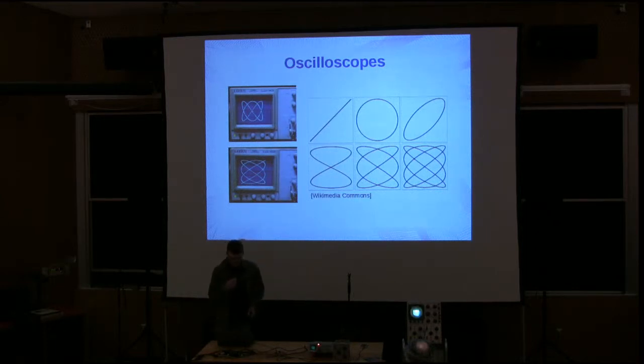So for this example in the oscilloscope up at the top, you can see that there are 1, 2, 3 lobes in the X direction, and then 2 in the Y direction. And so that tells you that the waveforms that you're using as inputs have a ratio of frequencies of 3 to 2. And so as the phase changes, you also get a line versus a circle versus an ellipse.